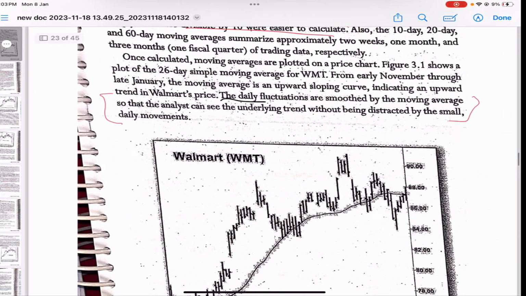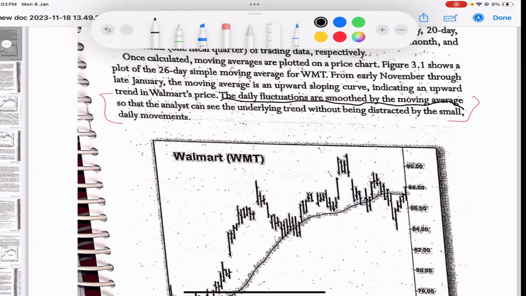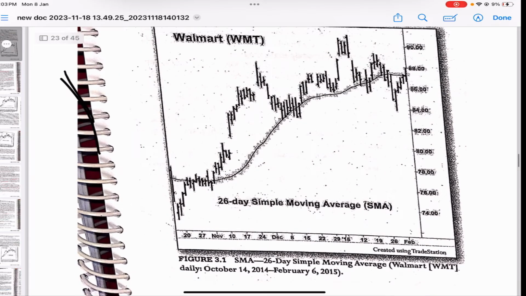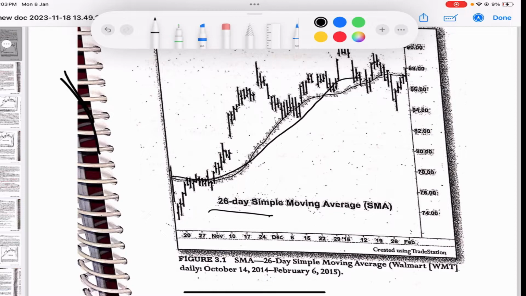So the daily fluctuations are smoothed out by the moving average. So why do they do that? So that the analysts can see the underlying trend and they will not get distracted by the small or minute movements which don't really matter. They've given an example of the Walmart chart, and it is a 26-day simple moving average. So just what we've discussed.